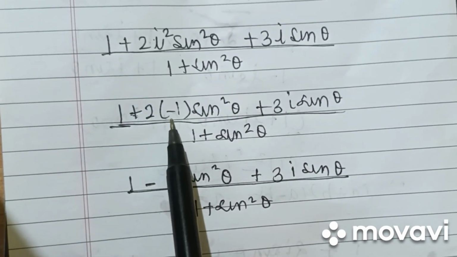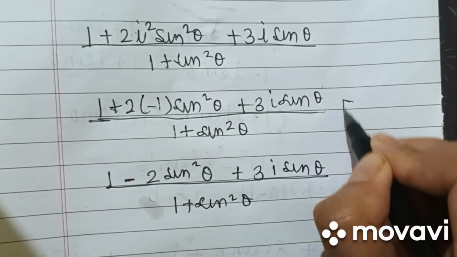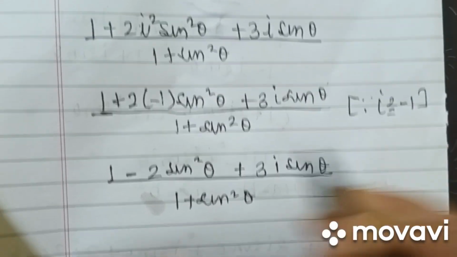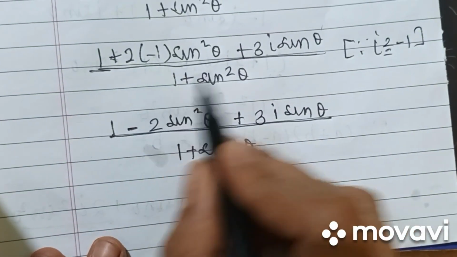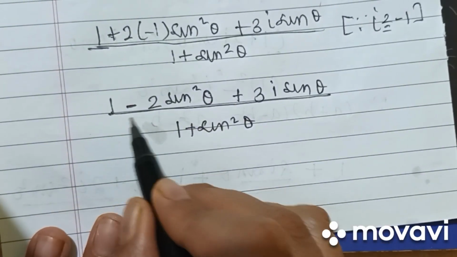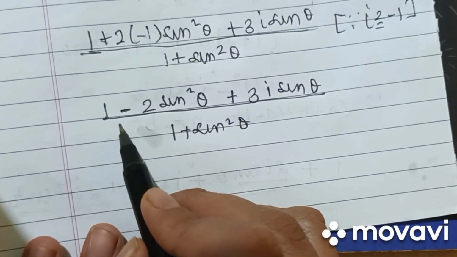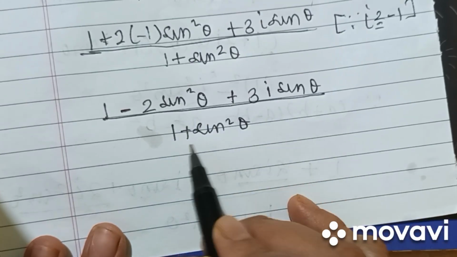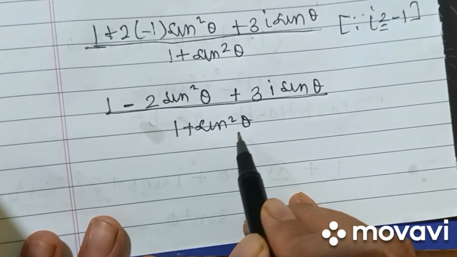Now i squared is replaced by minus 1, since i squared is equal to minus 1. So we are putting i squared equal to minus 1 and the rest is as it is. Now we will expand it and the value will become (1 - 2 sin squared theta + 3i sin theta) divided by (1 + sin squared theta).